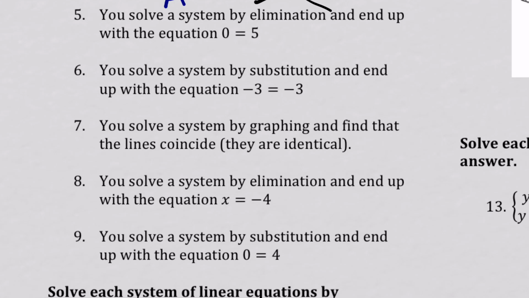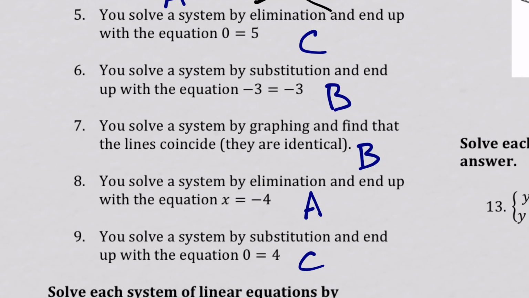Okay, let me go ahead and give you the correct solutions here. Number 5 is no solution because 0 equals 5 is false, right? The variables were eliminated. Number 6 is infinitely many solutions. Both variables are eliminated, but you ended up with something that is true. Number 7 is infinitely many solutions. If the lines coincide or they are identical, that means they're one on top of the other, which means that they're always going to intersect, so there's infinitely many solutions.